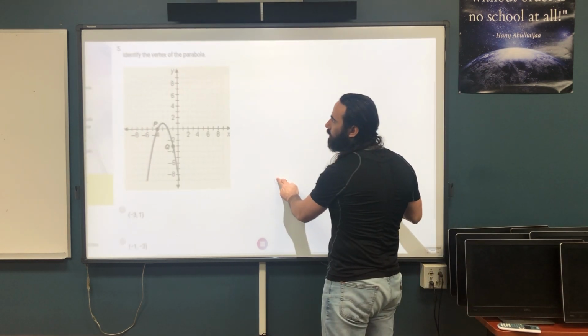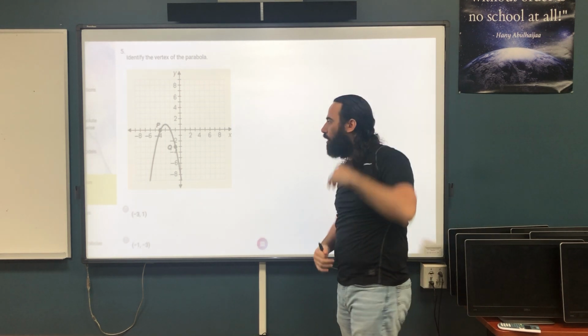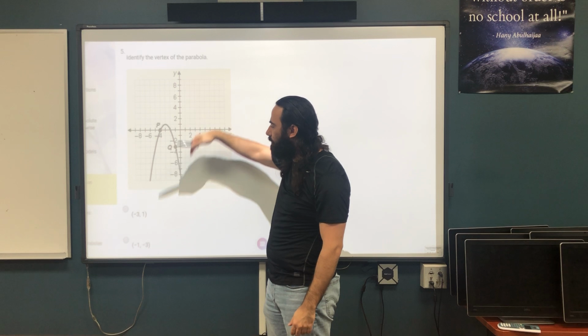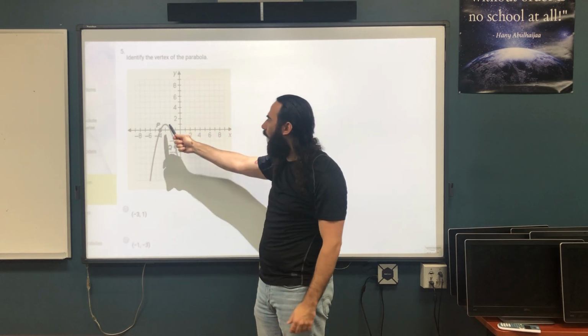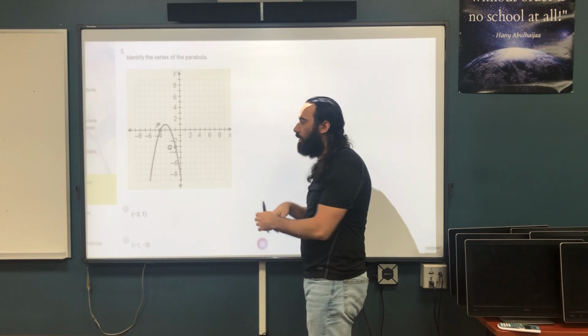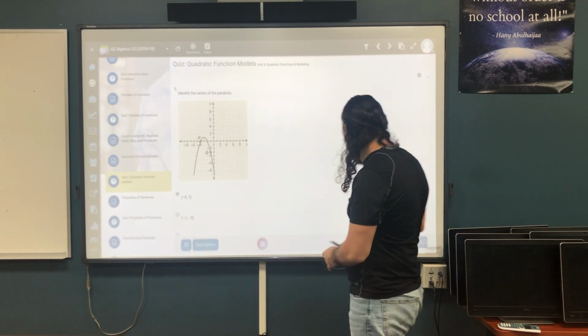Again, this one is easy. As we said, identify the vertex. The vertex is either the highest value or the lowest value. In this case, we don't have the lowest because the graph keeps going down. So we have the highest. The x value is -3, while the y value is 1. So -3, 1. So the answer would be the first one.